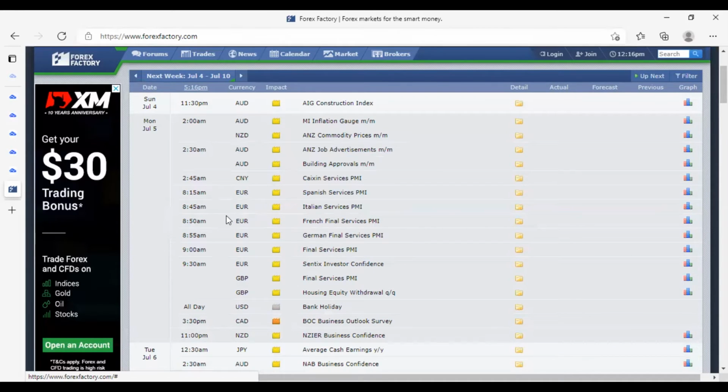You can see that we have a couple of Euro news here. It doesn't matter if it is 1 star, 2 star or 3 star. Sometimes 1 star can do a lot. All right, so let's leave it like that.